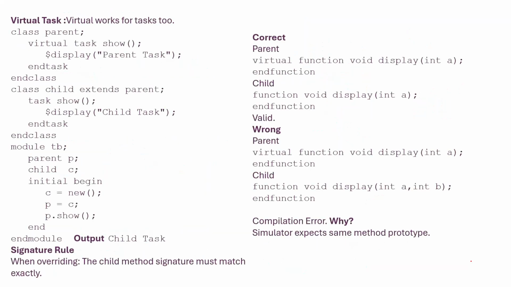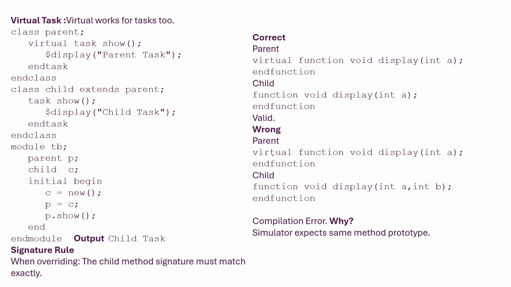Multiple child classes we are having, and virtual methods means function as well as task, right? What is the difference here? If you are using the task in your classes, you can have the details. So same thing. And then what it is saying: parent virtual function void display, and then child function void display. So these are valid. And then what is wrong?